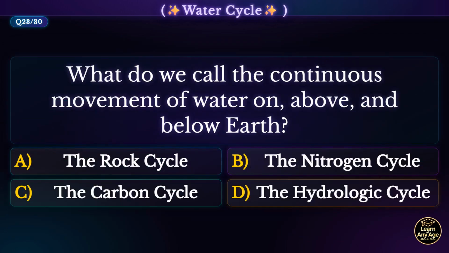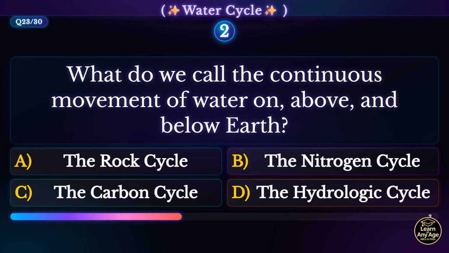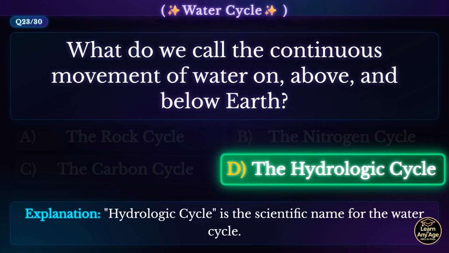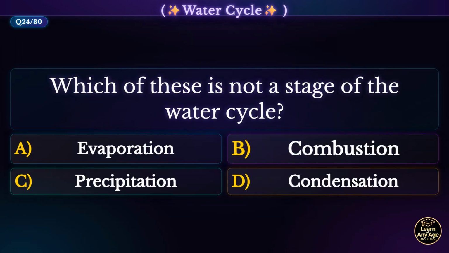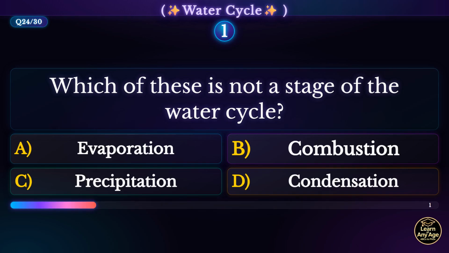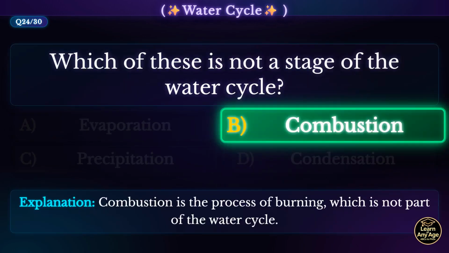What do we call the continuous movement of water on, above, and below Earth? The hydrologic cycle. Hydrologic cycle is the scientific name for the water cycle. Which of these is not a stage of the water cycle? Combustion. Combustion is the process of burning, which is not part of the water cycle.